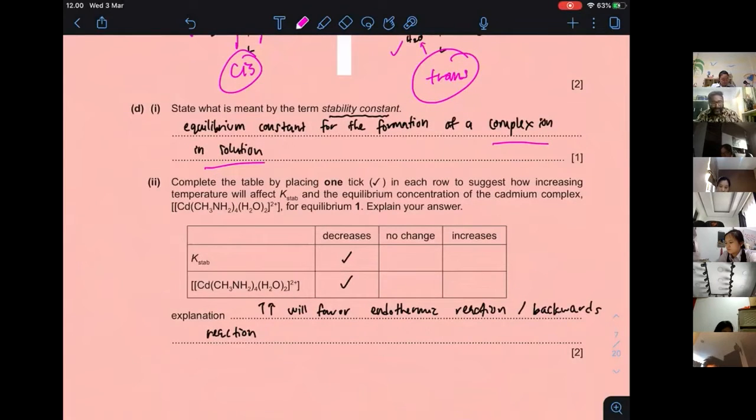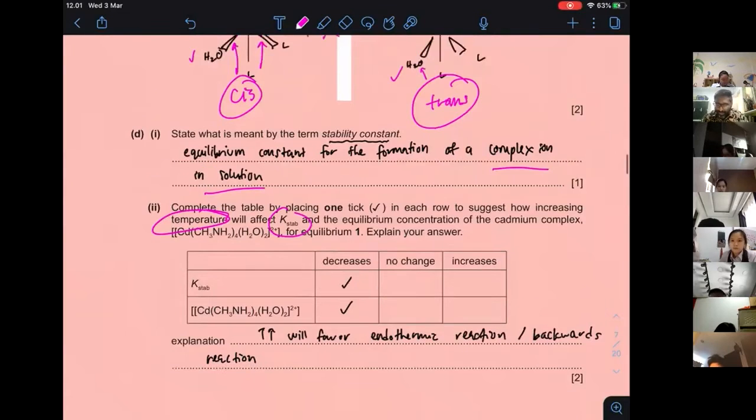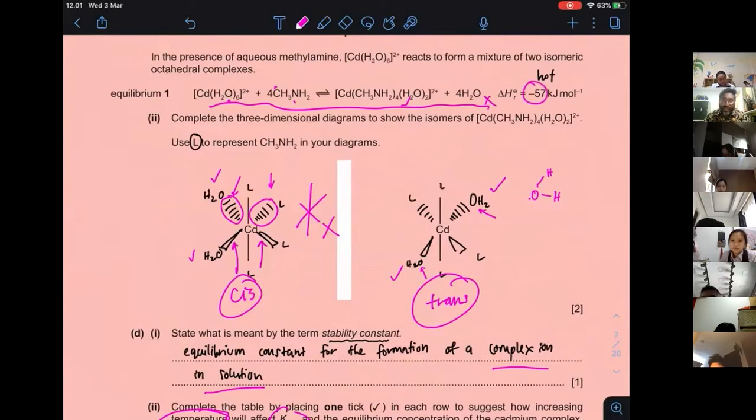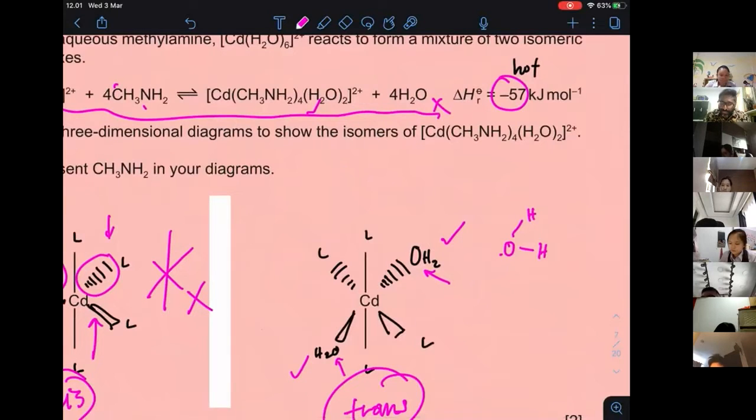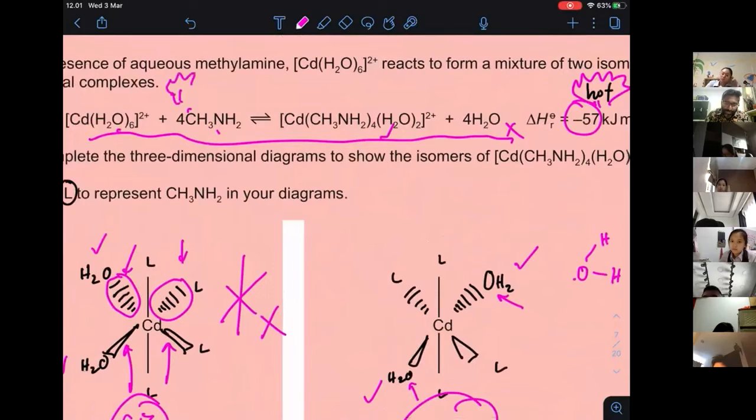Complete the table by placing one tick in each row to suggest how increasing temperature will affect the K stab. Do remember, temperature only will affect K stab or any Kc. Pressure and concentration will not affect K stab or Kc. And the equilibrium concentration of the cadmium complex. Quite simple, because this is going to be negative. If it is negative, I told you to put your hand and just put it's hot. So this one, put your hand, this is going to be cold.